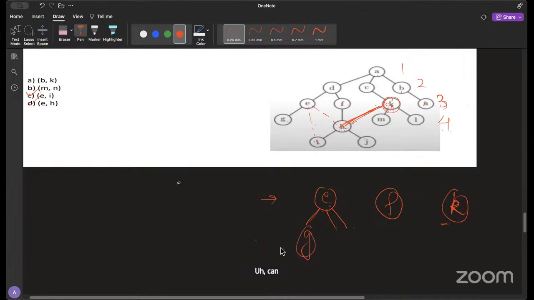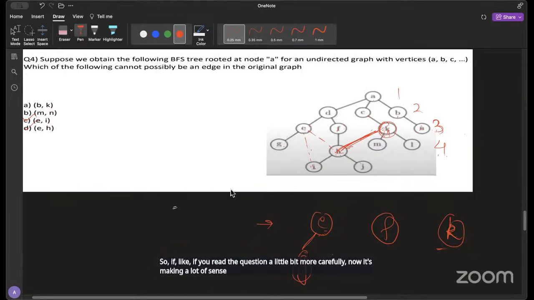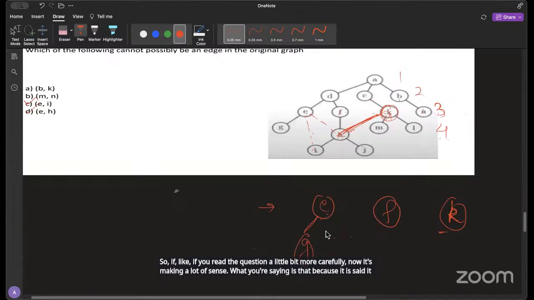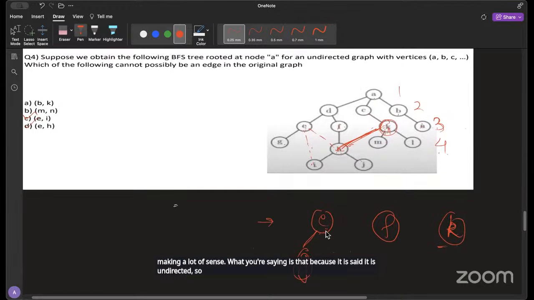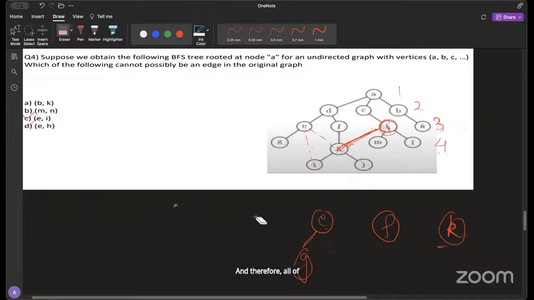Can I just ask one thing? Yeah. If we read the question a little bit more carefully, it's now making a lot of sense. What you're saying is that because it is said to be undirected, E necessarily gets explored first in an undirected BFS, and therefore all of E's neighbors need to get explored before we move on, and therefore E and H cannot be not there. No, they don't need to be explored. They just need to be visited. Visited means visited. Okay. Yeah. Got it. Thank you.